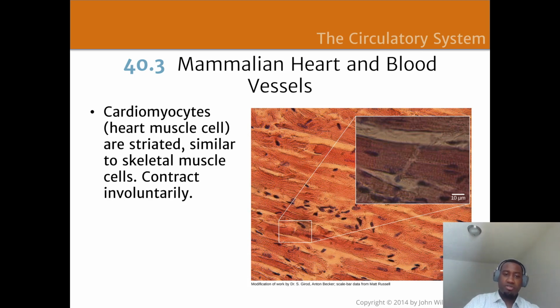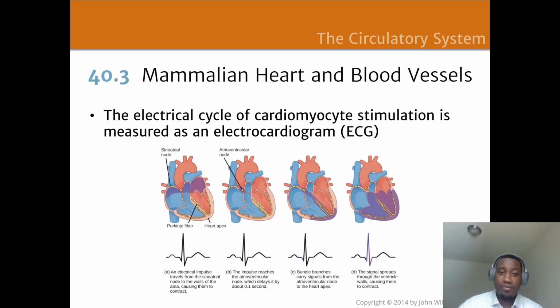All right, cardiomyocytes. Cardiomyocytes are heart muscle cells. They're striated and very similar to skeletal muscle cells, except they contract involuntarily. What that means is you can flex your muscles, but you can't flex your heart. You can't just make your heart beat exactly when you want it to. Of course, there are ways to increase or decrease your heart rate, but you can't just make it beat on command. That's not possible. It's involuntary.